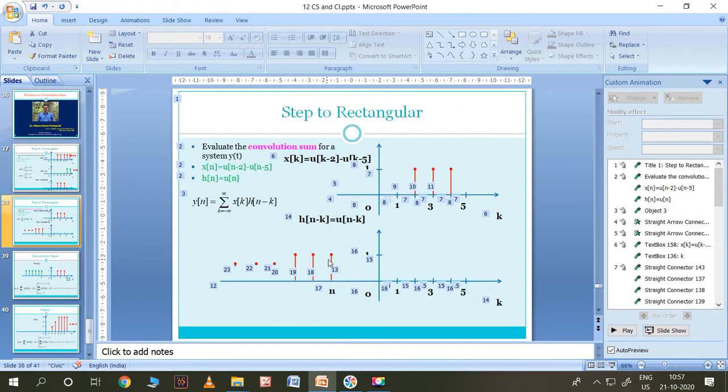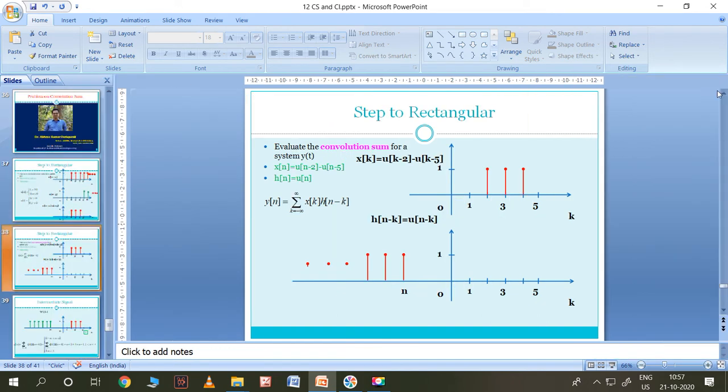Yes, I can explain these results. This part, this part, and this part. So this is u of n first of all. Let me take u of n from n equal to 0 onwards. My values are 1, like this. Okay, all values are 1.